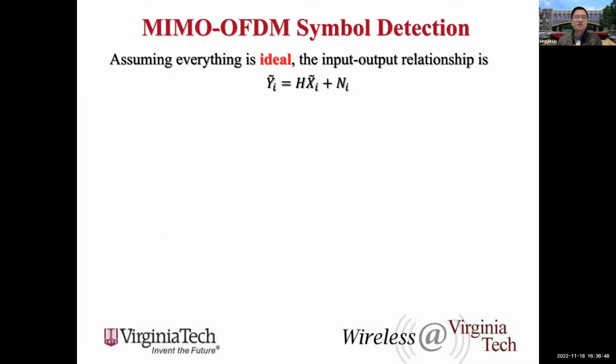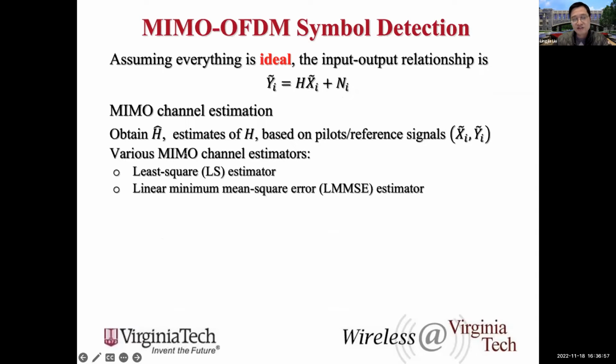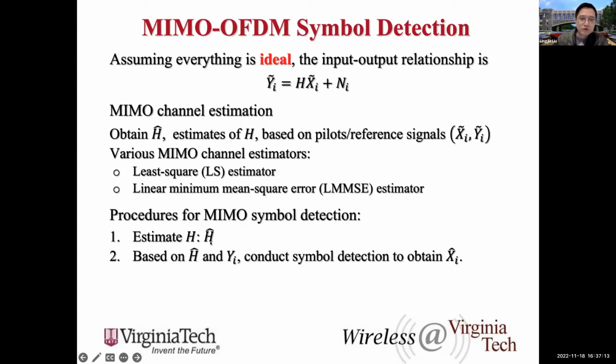This slide shows the procedure. You usually assume a model, y equals hx plus n, to start with. Then you use the pilots and estimate h hat, based on the pilots, where the tildes denote the actual pilots and the received signal corresponding to the pilots. There are various methods you can use, least squares or linear minimum mean square error methods. Then from your estimated h and the received signal from the data, you figure out the transmitted signal. So this is a two-step approach.